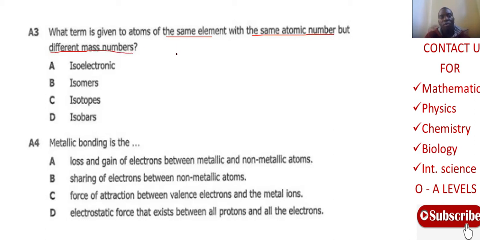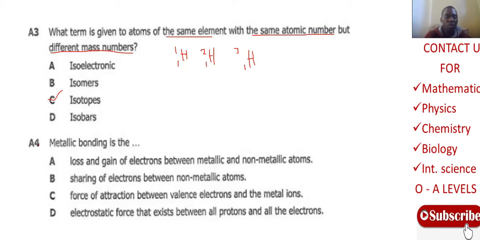We can give an example of hydrogen. Hydrogen has got 3 isotopes. We've got what we call hydrogen 1, which has got a proton number of 1 and a mass number of 1. We've got hydrogen 2, also known as deuterium, which has got a mass number of 2 and a proton number of 1. And we've got hydrogen 3, which is tritium, which has got a mass number of 3 and a proton number of 1. You can see the same number of protons but different mass numbers or neutrons. So our best answer here was simply isotopes. So number 3, our answer was C.